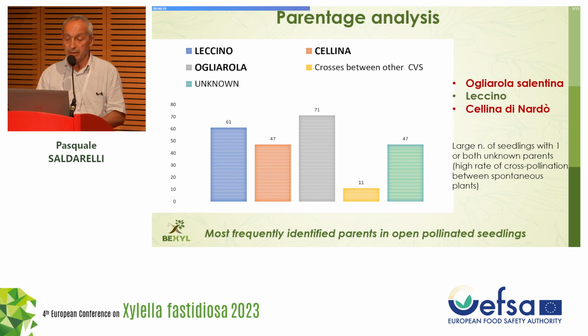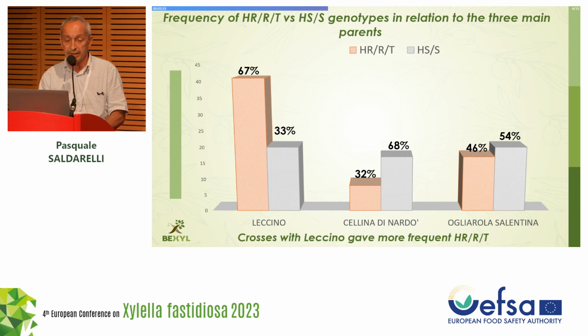And as you can imagine, they are the two main susceptible cultivars of olives cultivated in the area, which are Ogliarola salentina and Cellina di Nardò. I remind you, these are the susceptible cultivars. And Leccino, which is also widespread, much cultivated in the area.